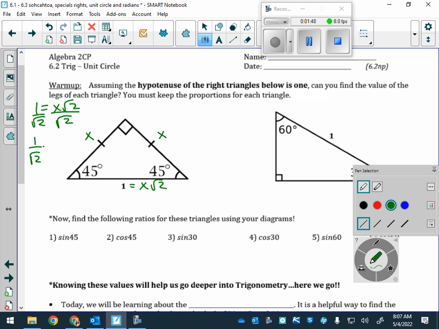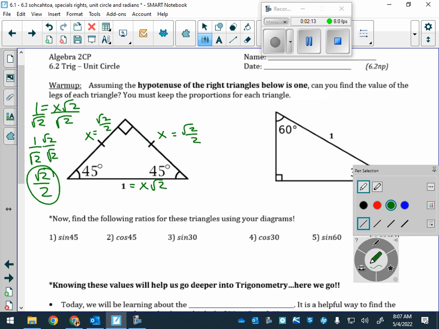Yeah? Multiply by root 2. So both side lengths are root 2 over 2. Okay? So a lot of you did have that, or at least the start of it. So both side lengths are root 2 over 2.